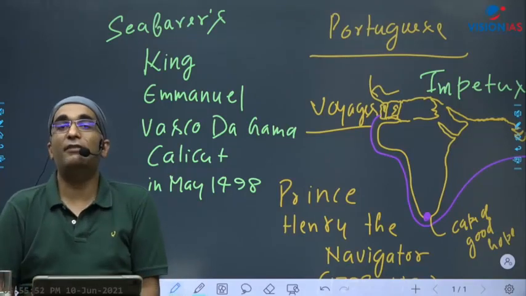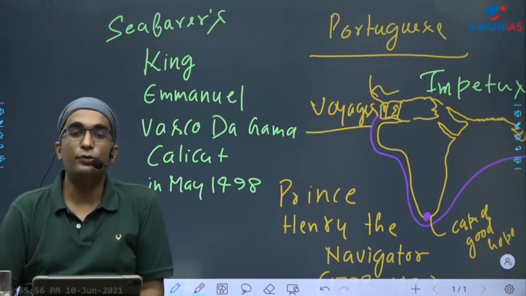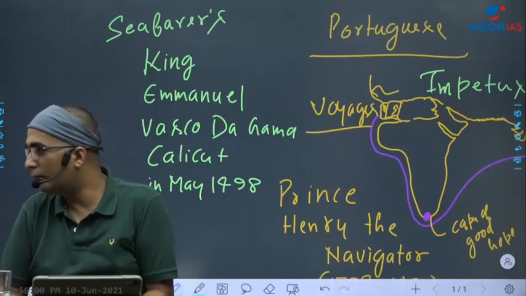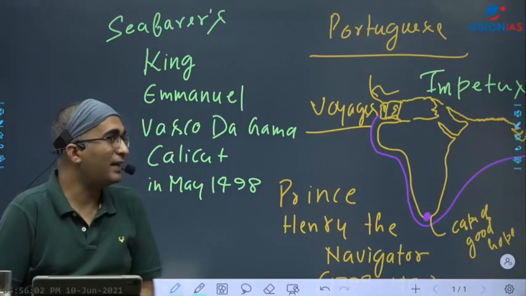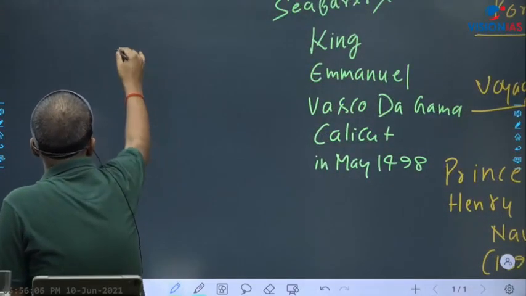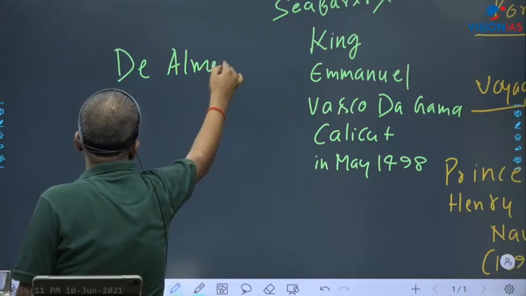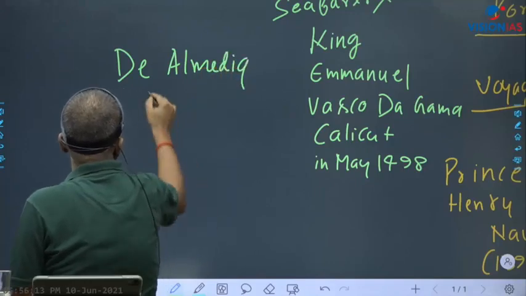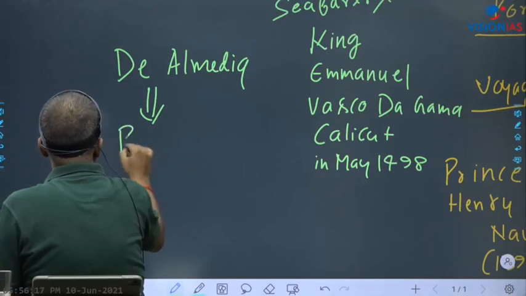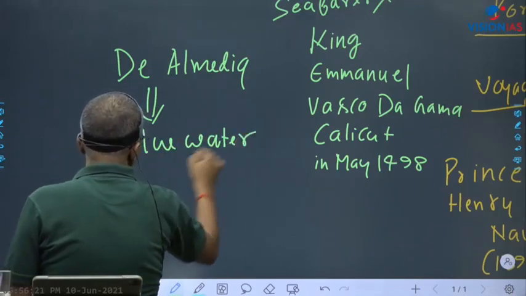So de Almeida, when he came, came up with a policy. He decided to initiate a policy. The name of the policy was the Cartaz system or blue water policy. Let me write it, and I'll explain that also, what he meant by it. First of all, the name of this person itself, de Almeida. And he decided that he will come up with this policy, blue water policy or Cartaz system.